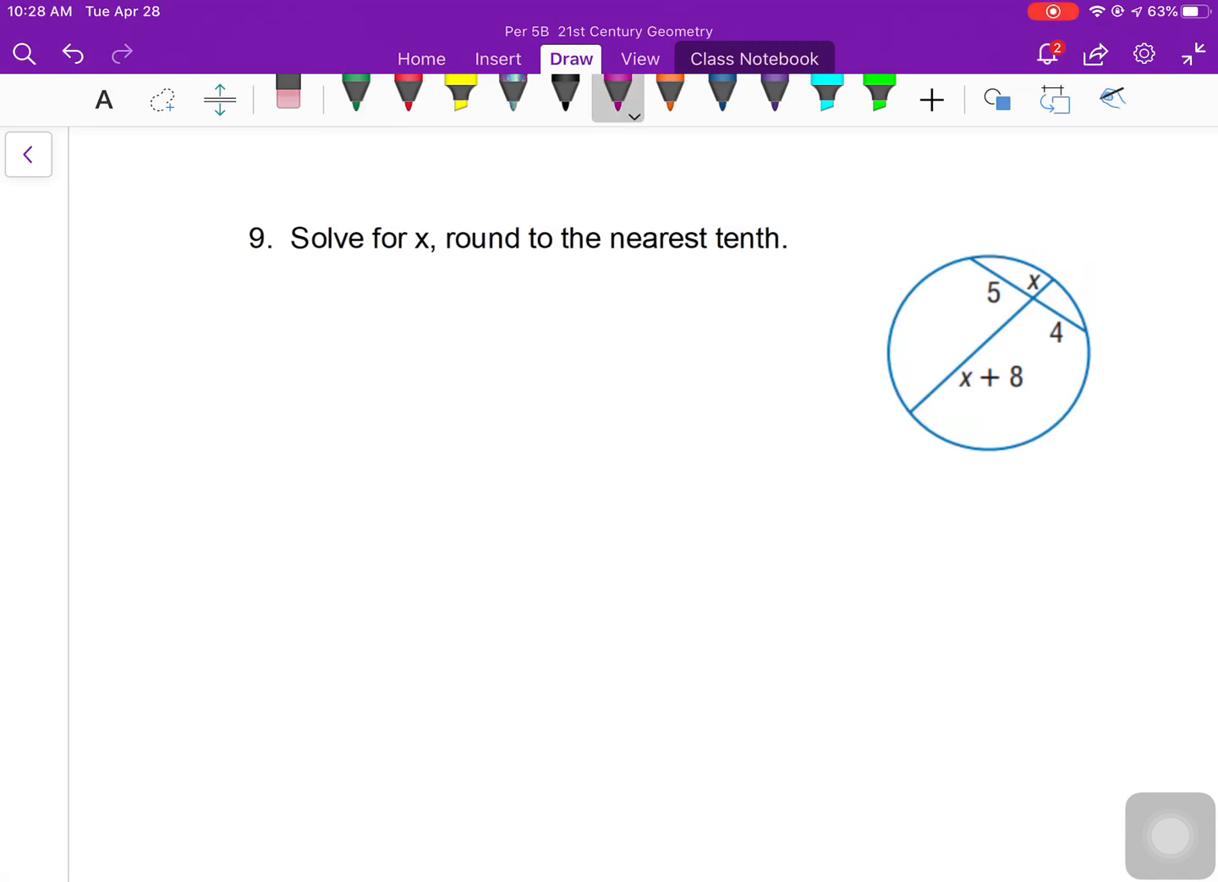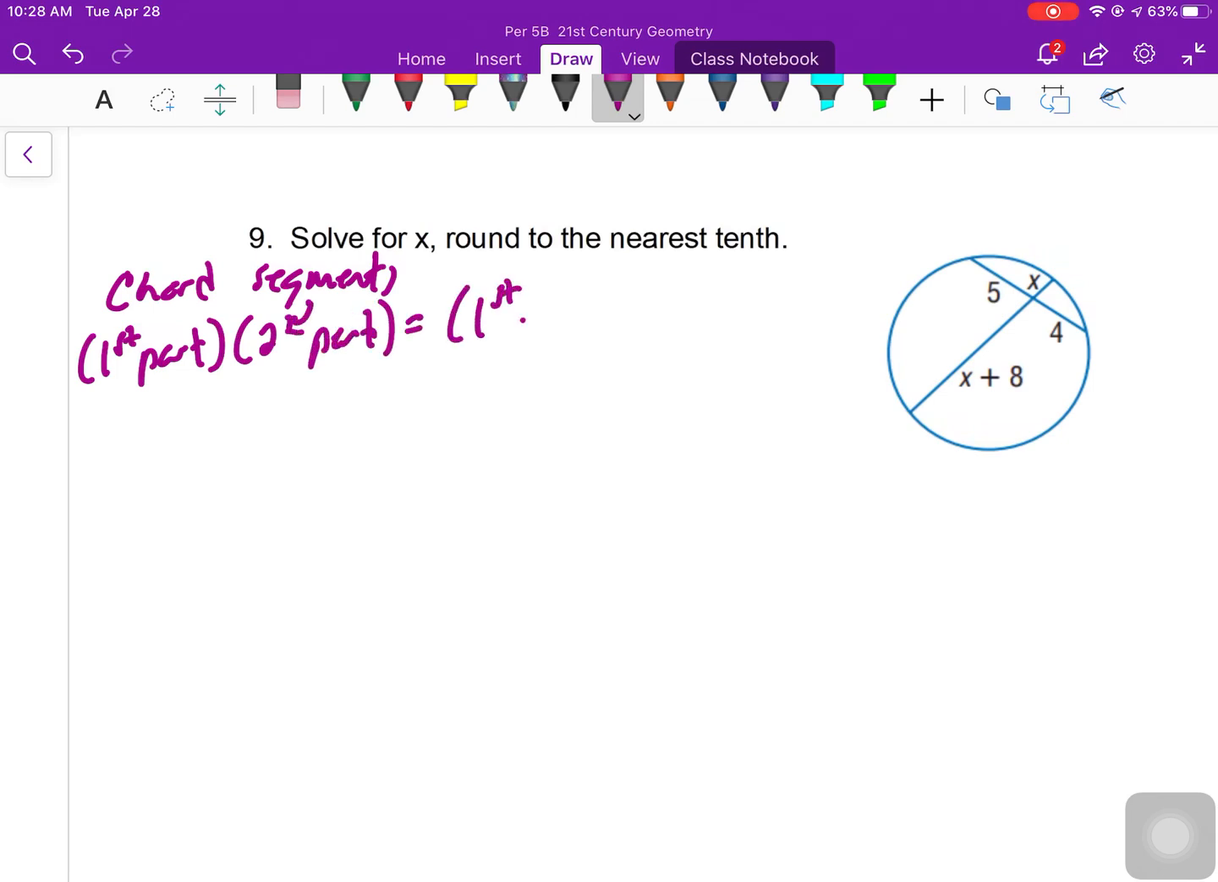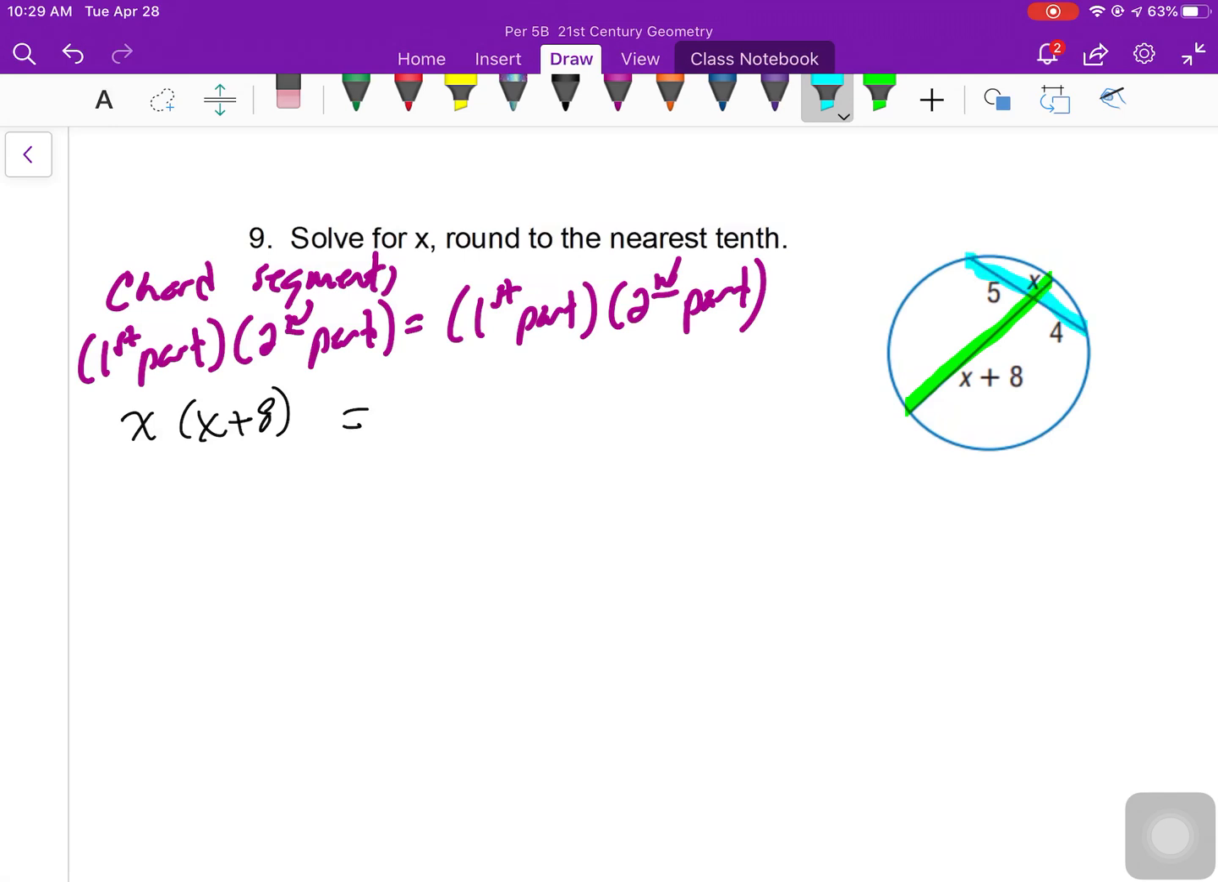Okay, let's look at another one in this mixed review. Number 9. Number 9 is our chord segments. The pattern here is first part times second part equals first part times second part. Let's take a look at this one first. So first part is x, second part is x plus 8. On the other one, first part is 5, second part is 4.